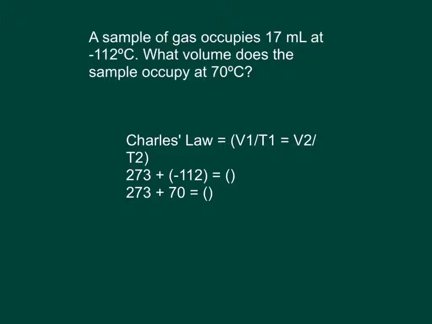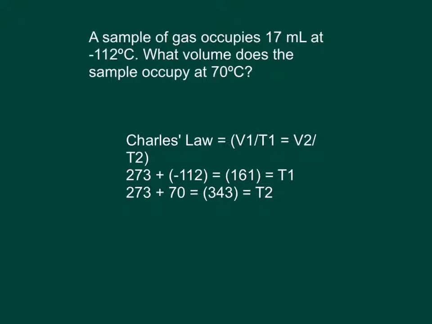Okay, so this is how we're going to find Kelvin: 273 plus whatever we're given for the initial Celsius. And that would be 161. And then for this one, 273 plus 70 is 343. So these would both be our T's. This would be T2, and this would be our T1 in Charles' equation.